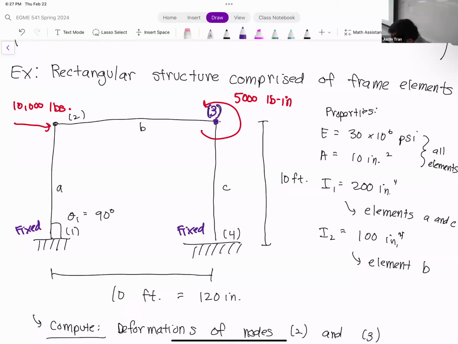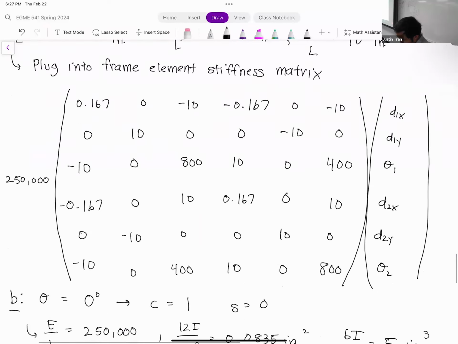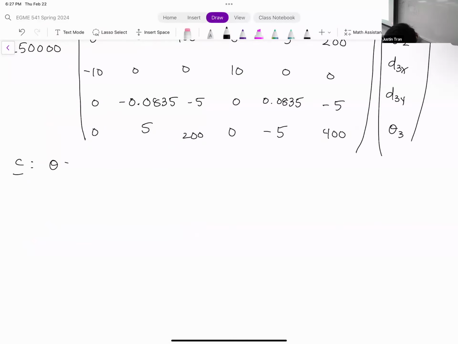If we were to draw the positive x-axis originating from that node 3, in order to get this element into the orientation that it's in, we have to rotate not by 90 degrees, but by 270 degrees. So that's going to change the sign of our sine term. Instead of a positive 1, sine of 270 is going to be minus 1. So for element C, we have theta equal to 270. That means cosine of the angle is still thankfully 0, and sine of the angle is equal to minus 1.